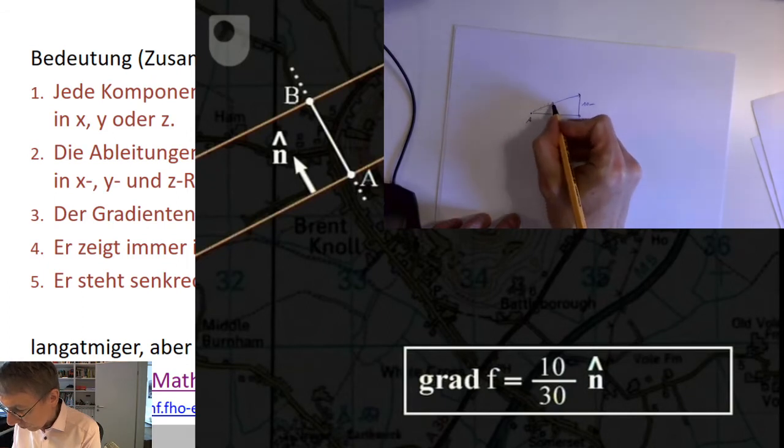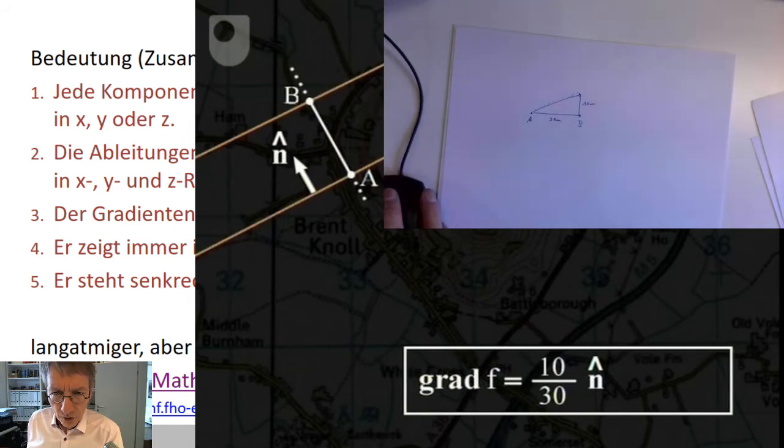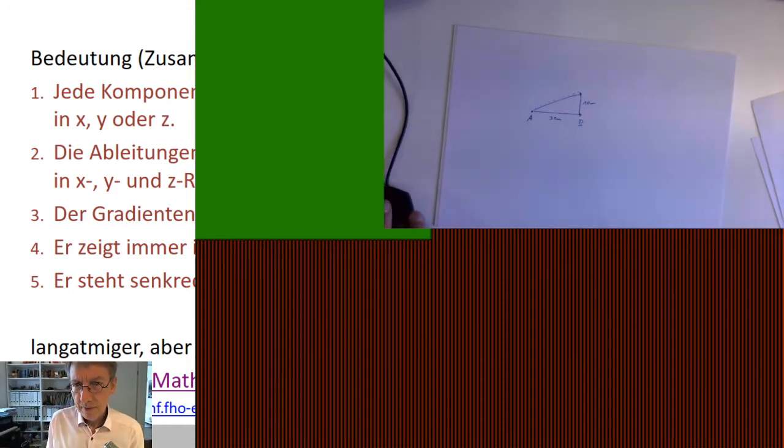Also das ist die Höhe, die wir zu überwinden haben. Ich sehe schon, ich habe das ein bisschen zu klein gemalt, aber Sie können es trotzdem sehen und verstehen, was das mit dem 10 durch 30 bedeutet. Also 10 Meter Höhenänderung pro Laufstrecke.